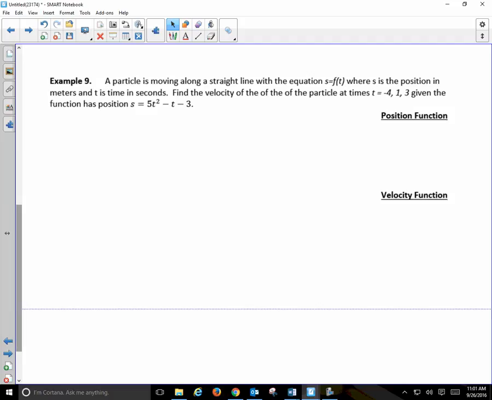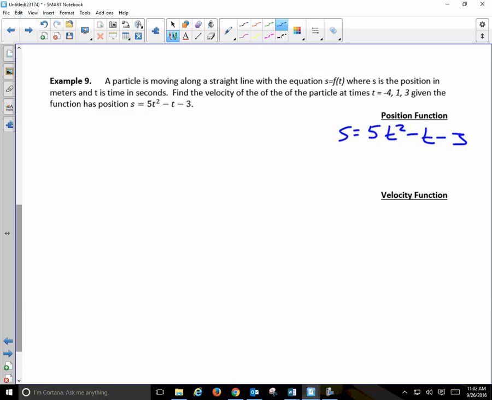So let's just back up one page. It says a particle is moving along a straight line with an equation s is equal to f of t, where s is the position and t is time in seconds. Find the velocity of the particle at those times, given the position function s equals 5t squared minus t minus 3.